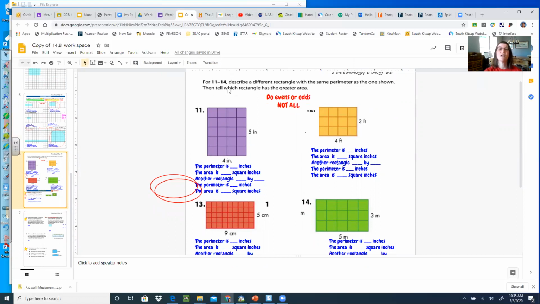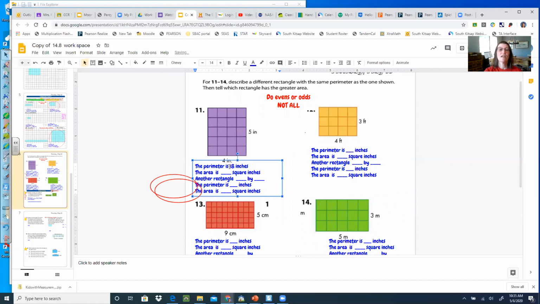So perimeter, I need to find the perimeter of this shape, and I need to find the area of that shape. So 4 plus 5 is 9. 9 plus 9 is 18. Okay, now for area, length times width. 4 times 5 is 20.